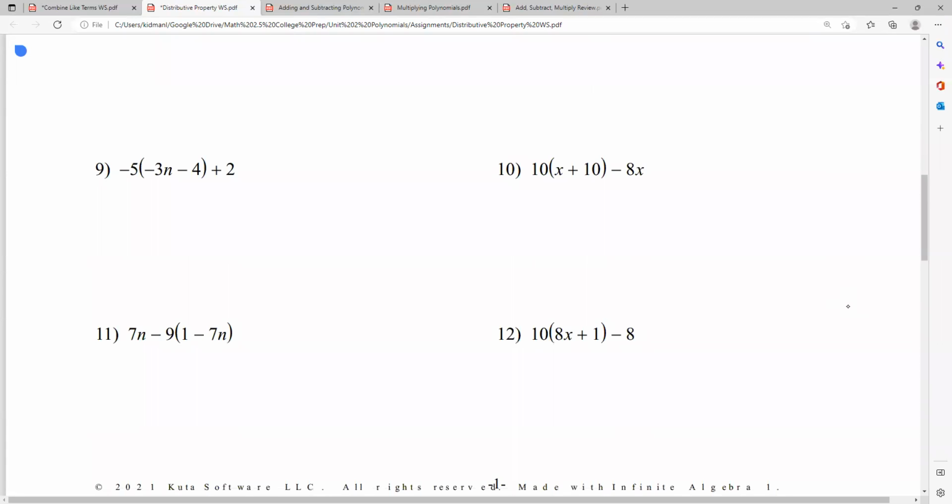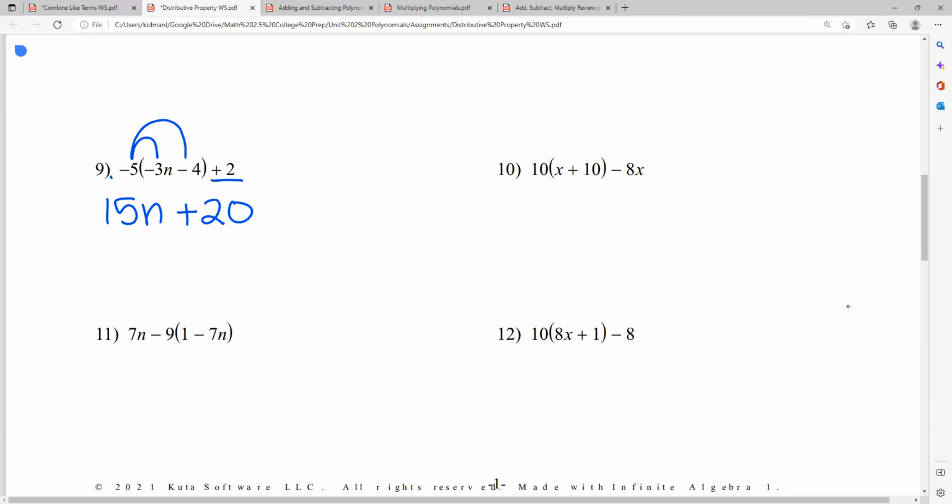As you look at question number 9, you can see that it's got two pieces. It's got that distributive property, but it also has something else at the end. So what we want to do here is use that distributive property, and then we'll combine our like terms. So I've got negative 5 times negative 3n. Well, negative 5 times negative 3 is going to give us a positive 15n. Then we'll take our negative 5 and multiply it by negative 4. A negative times a negative is a positive, and 5 times 4 is 20.